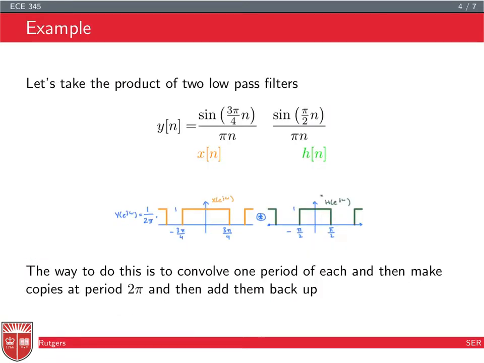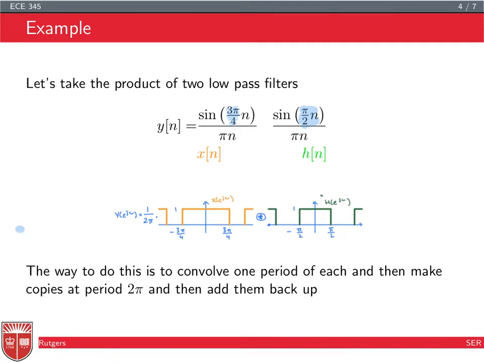As an example, let's take the product of two low-pass filters. In the time domain, as we've seen before, the low-pass filter impulse response looks something like this, again like the sinc function. Here you have a low-pass filter with cutoff frequency 3 pi over 4, and this is the graph of it. The second filter has cutoff frequency equal to pi over 2, and this is what you have here.